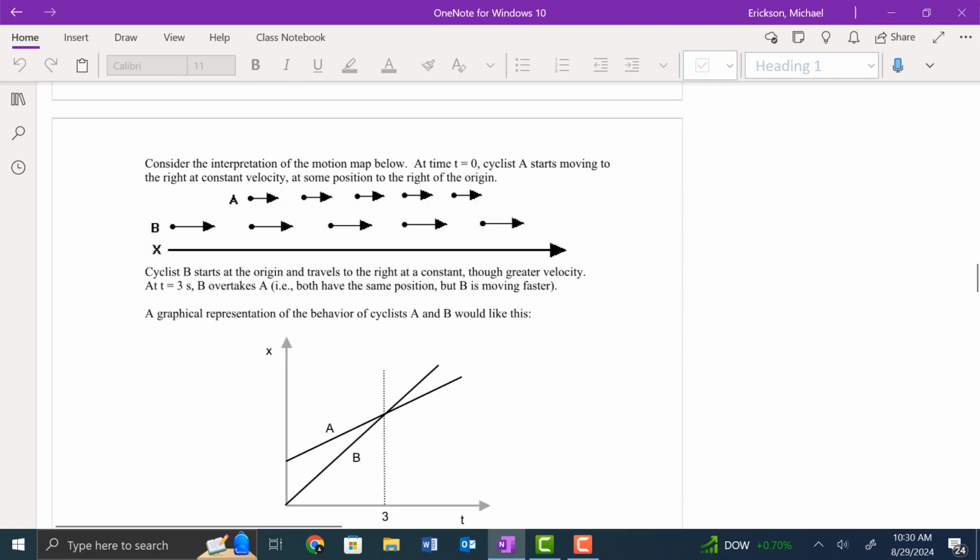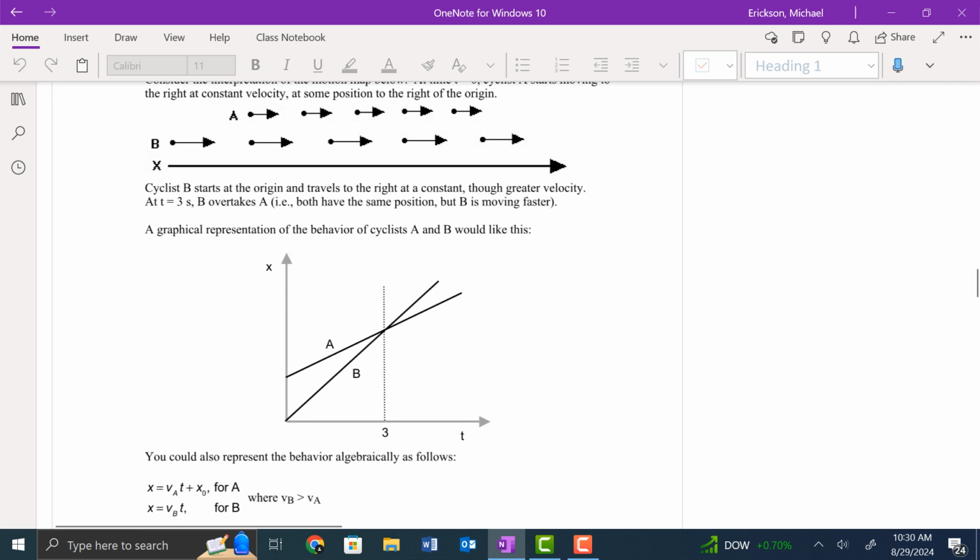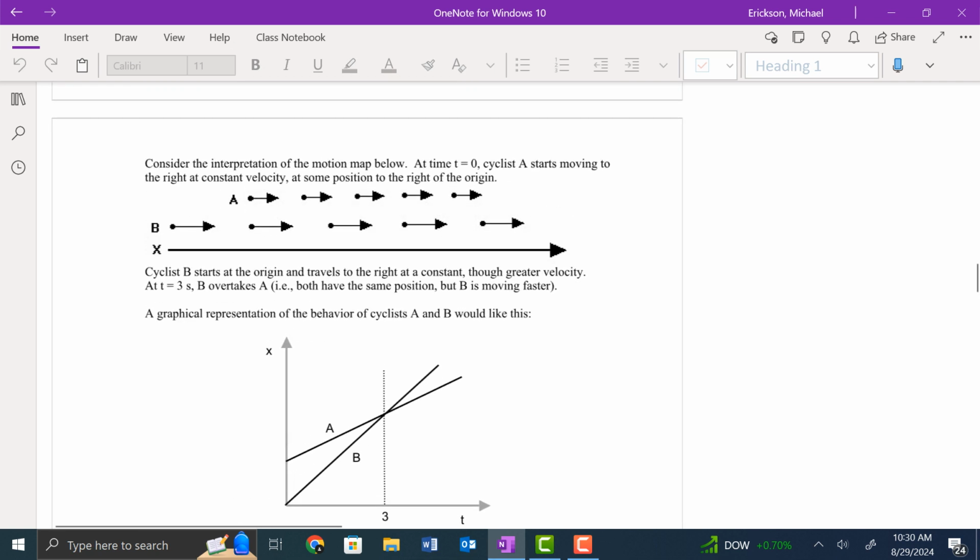A little bit more complicated is we've got 2 objects now and they're moving. So we've got object A. I can see object A is moving slower and also starts off ahead of object B. And at some point, B overtakes A.